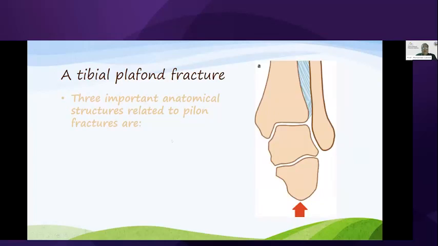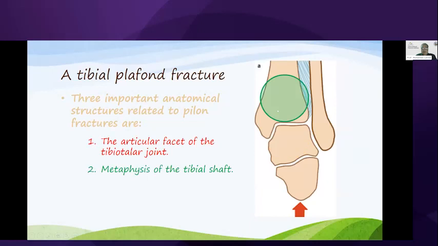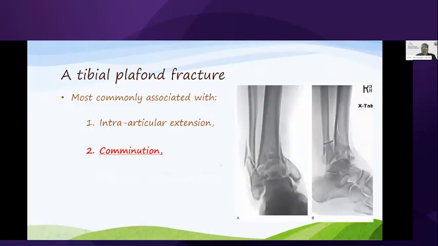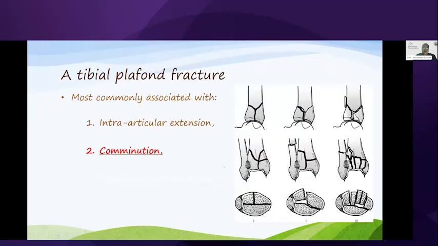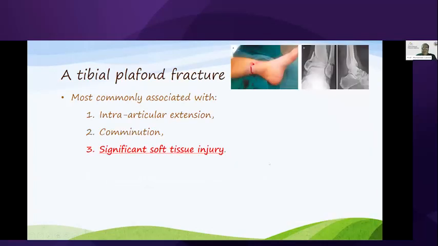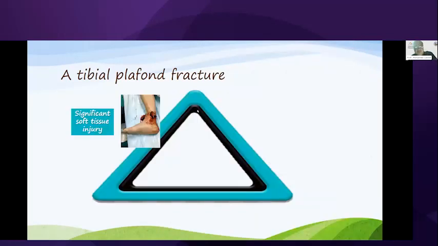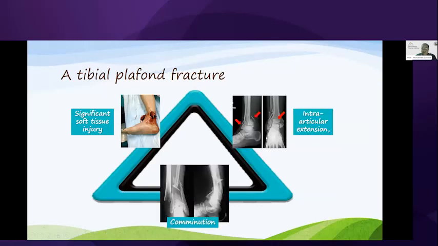Three important anatomical structures related to pilon fractures are the articular facet of the tibio-talar joint, the metaphysis of the tibial shaft, and the fibula. Most commonly associated with intra-articular extension, like these X-rays, comminution, and significant soft tissue injury. So the three main features of a pilon or plafond fracture: significant soft tissue injury, comminution, and intra-articular extension.